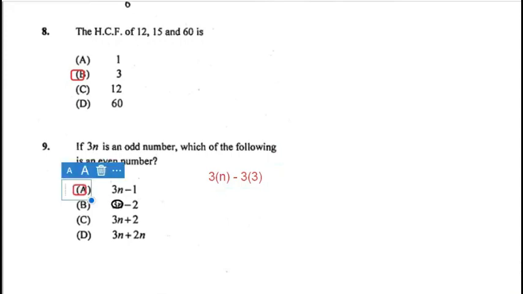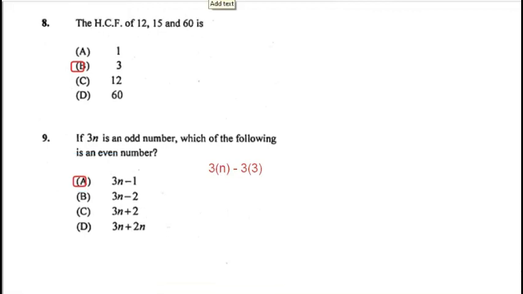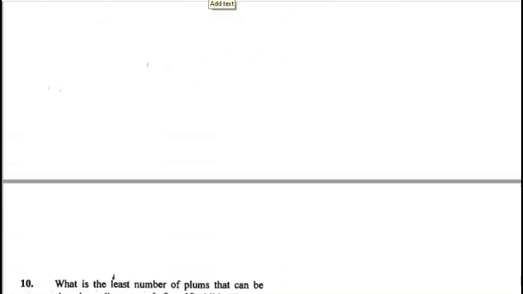3n is 9, minus 2, that will give us 7. That is an odd number. 3n plus 2, that is 9 plus 2 to give 11. That is an odd number. And 3n plus 2n, so that's 3 3s 9 plus 2 3s 6, 9 plus 6, you'll get 15, and that is also an odd number. So therefore we know that A is our answer, which is an even number.